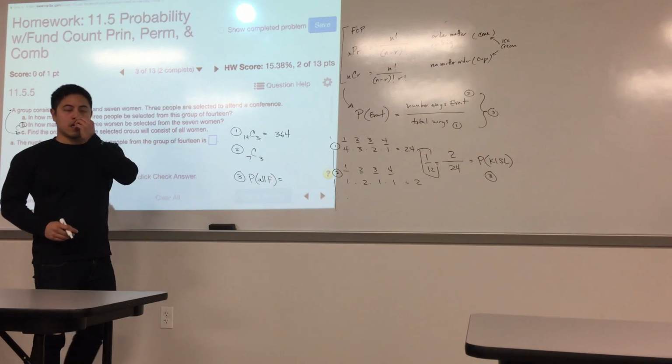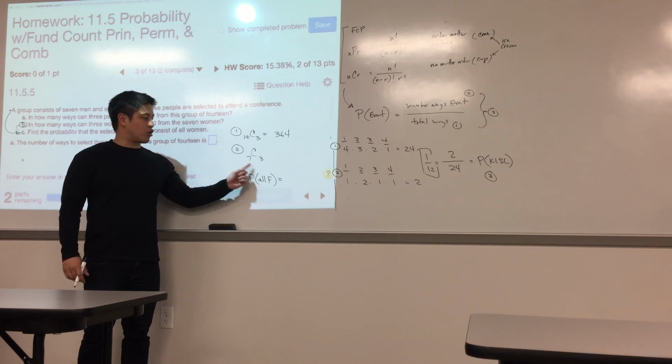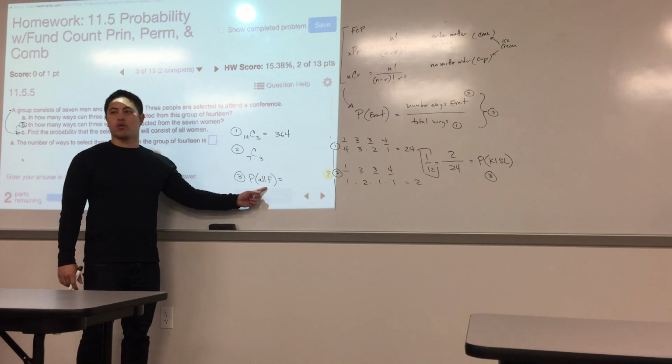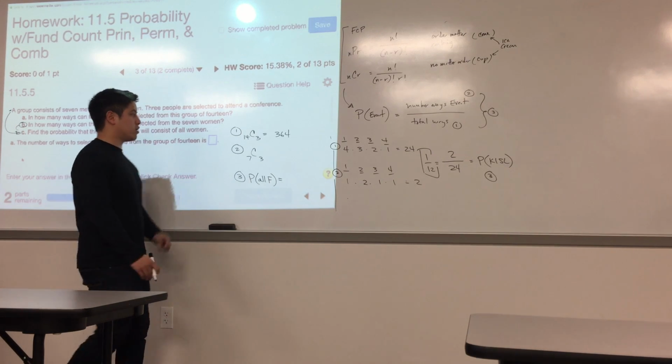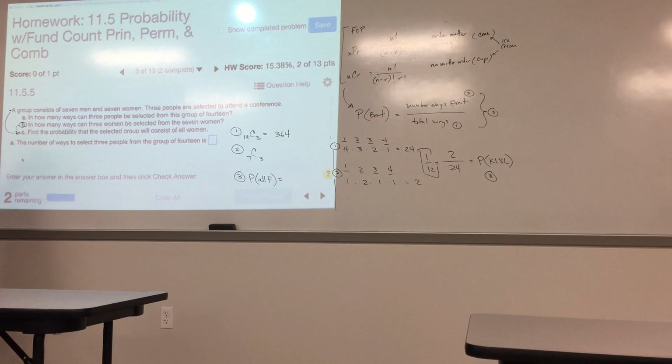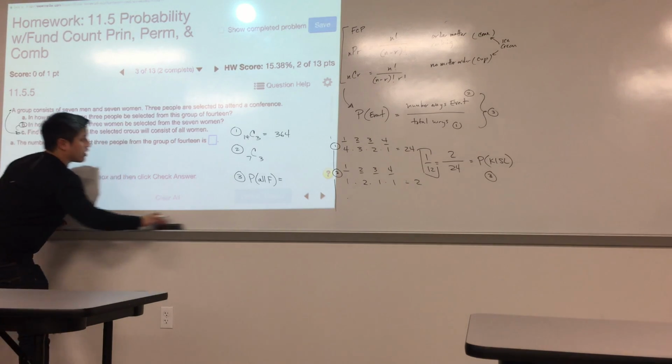7C3, exactly. There are 7 women. You're making groups of 3 for this trip, or whatever it is. Does that make sense, guys? Okay? Very, very hard to do, to see that. But we'll get more and more practice. So take a look here.